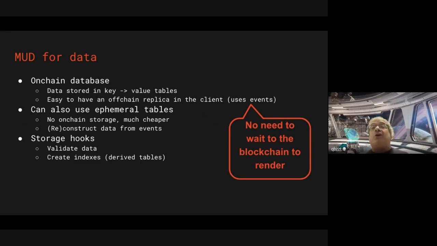Also, there are storage hooks. Storage hooks are code that runs whenever something changes in the data. They can be used for validation. They can be used to create indexes on the data, which are essentially derived tables that are calculated off of that data, etc.